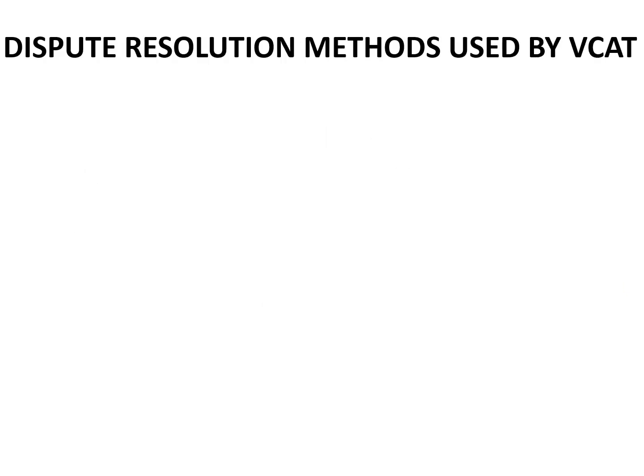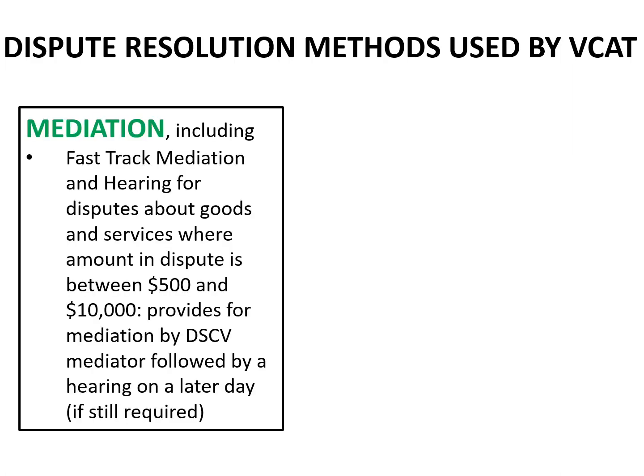We now come to the different types of dispute resolution methods that VCAT uses to resolve civil disputes. VCAT uses 3 dispute resolution methods. The first dispute resolution method that VCAT uses to resolve civil disputes is mediation.